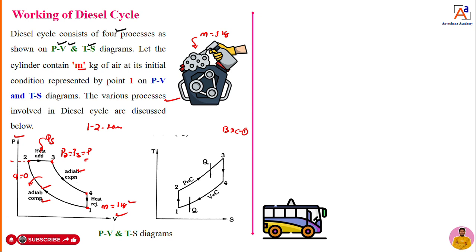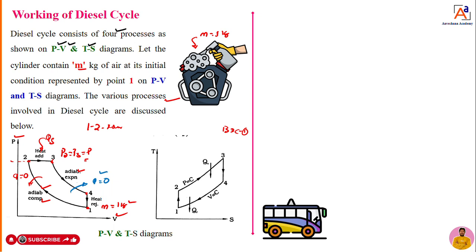from TDC to BDC, where again you can see there is no heat transfer from the system to the surrounding. There is no heat transfer taking place, but the process happening is expansion. That process we can call an adiabatic expansion process.